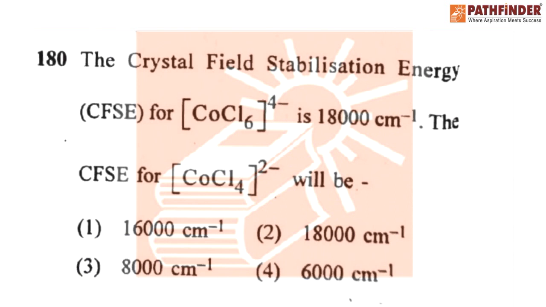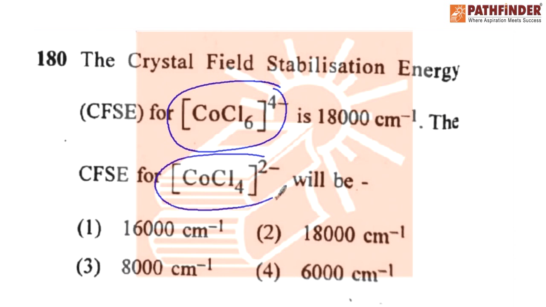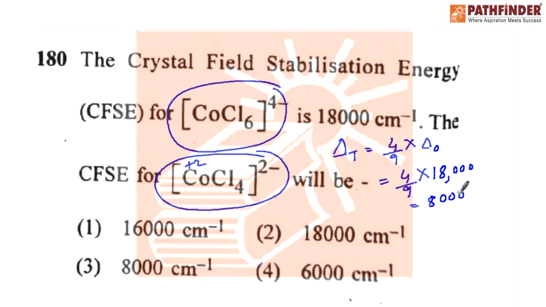A very good question: crystal field stabilization energy. CFSE for [CoCl6]4-. Now this is actually an octahedral. Here it becomes tetrahedral, but the oxidation state of cobalt remains the same, that is +2. We know that delta T is equal to 4 by 9 of delta O. Here delta O is given, that is 18,000. So it will be 4 by 9 into 18,000. That means 2000 into 4, that is 8000 will be the answer. So option 3 will be my correct option.